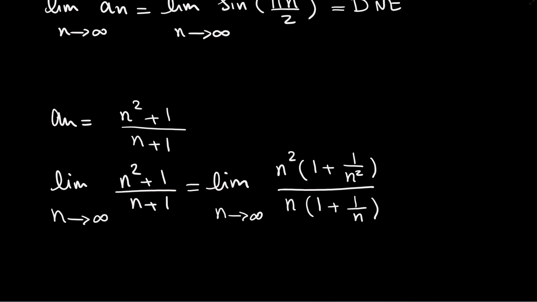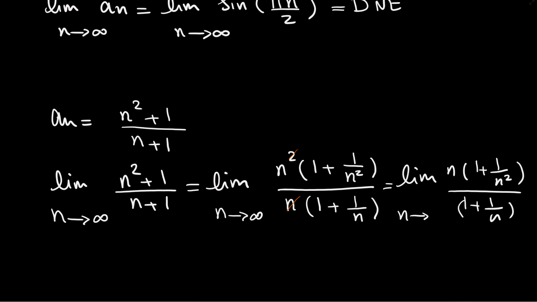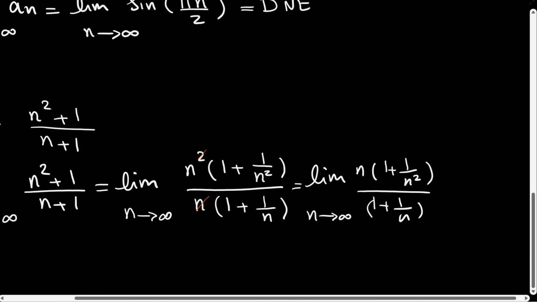As n approaches infinity, now you can cancel n from numerator and denominator. You can divide numerator and denominator by n, and now what remains is the limit of n times 1 plus 1 over n squared over 1 plus 1 over n, as n approaches infinity.